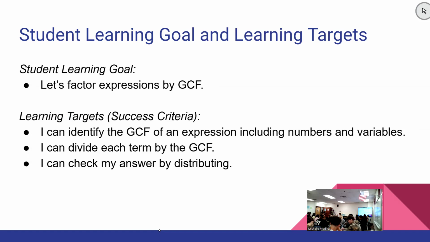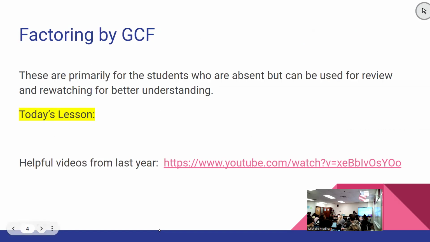Make sure we're paying attention. In distributing, what do we normally do? What do we do in the warm-up? You multiply when you distribute. If factoring is the opposite of distributing, what's the opposite of multiplying? So that's why we're going to divide each term by the GCF. In my opinion, I think the only hard part is identifying the GCF. And then you're just dividing, and then you can check your answers by distributing.